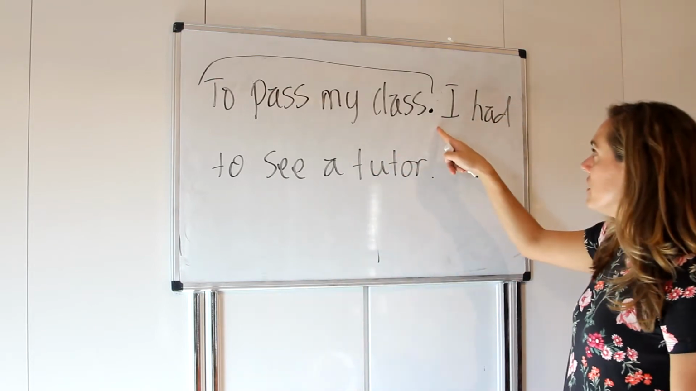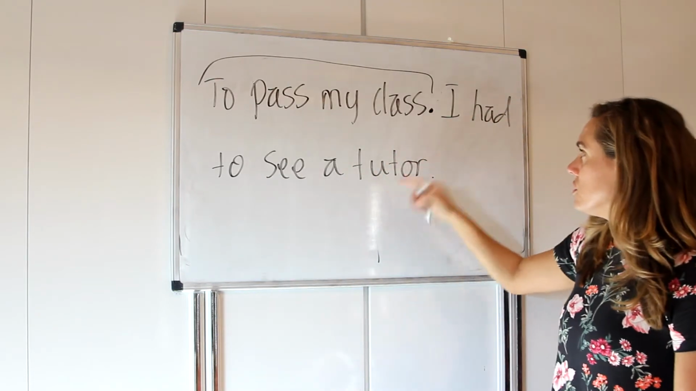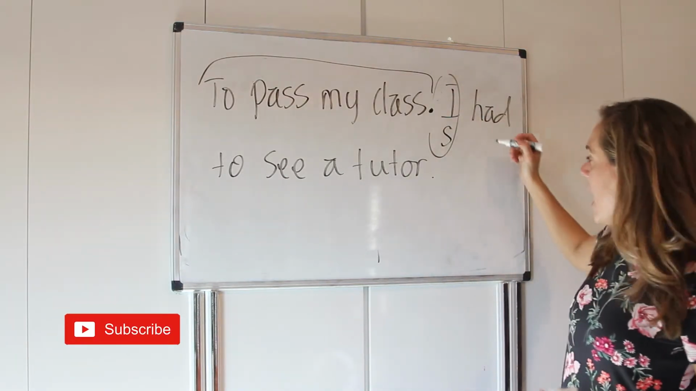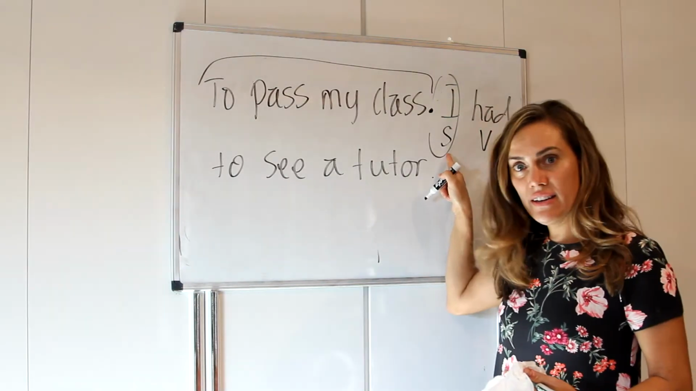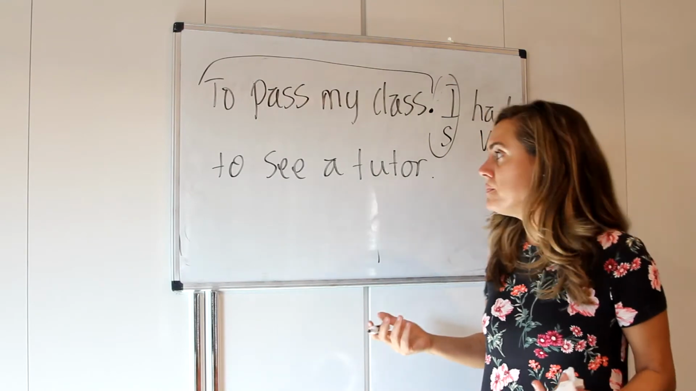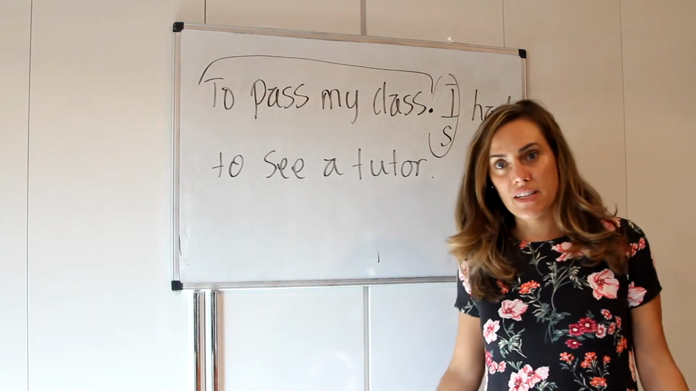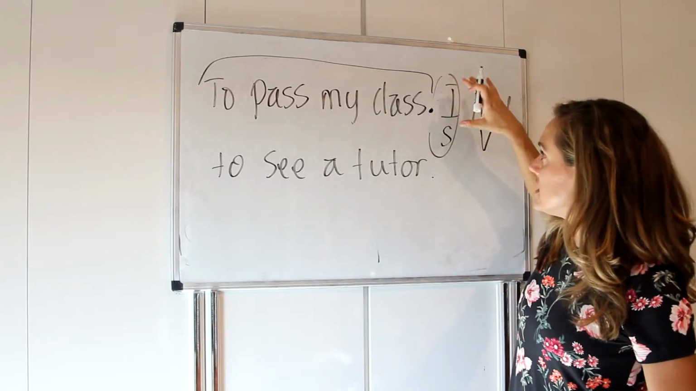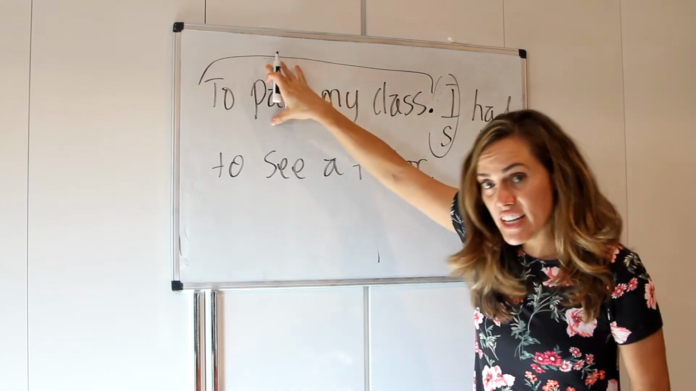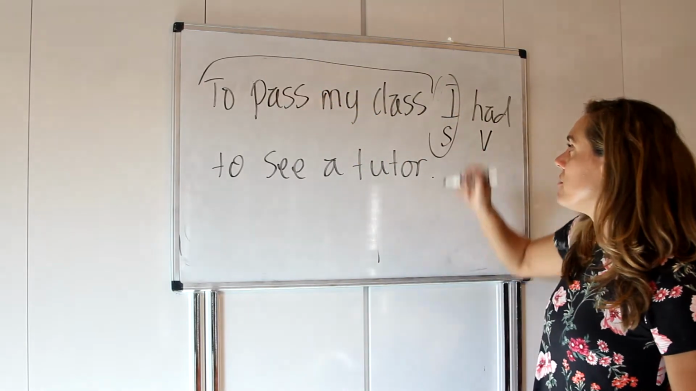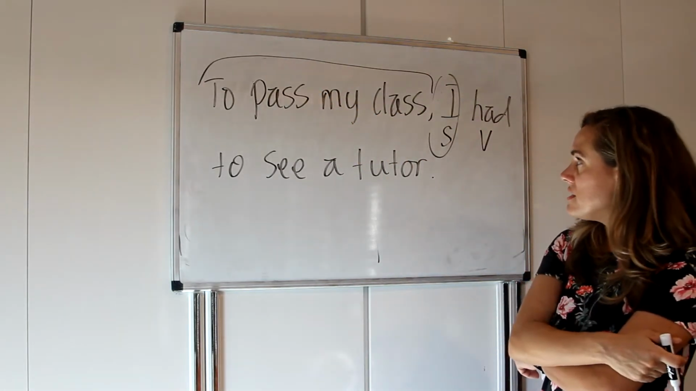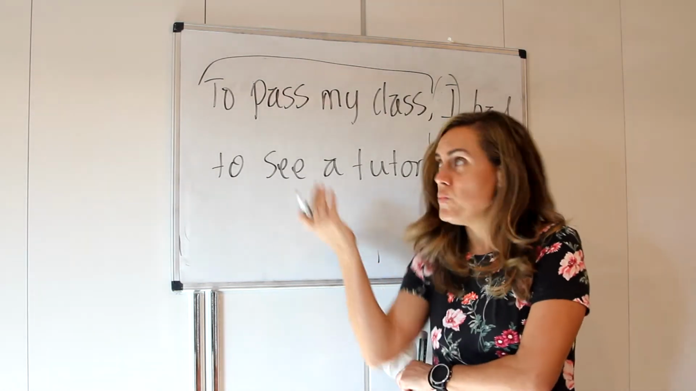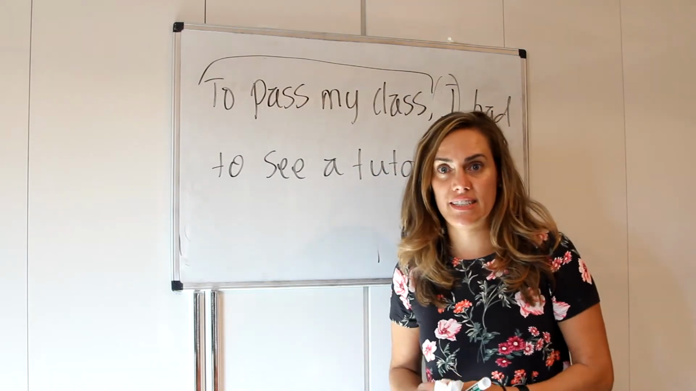But if you look at this one, "I had to see a tutor." I is the subject, who the sentence is about. Had is what I did. "I had to see a tutor," that's the verb. That's a complete idea. That's a complete thought. It makes sense. So since I am the person that did this, all I have to do is take away that period, add a comma. "To pass my class, I had to see a tutor." What I did was I just added this fragment to the rest of my sentence.